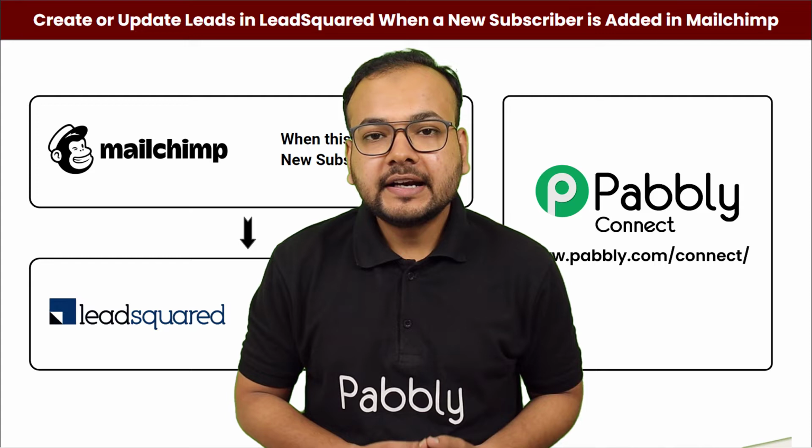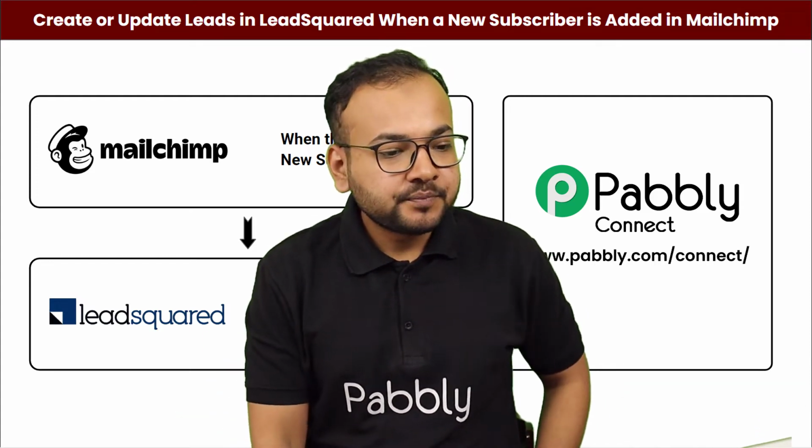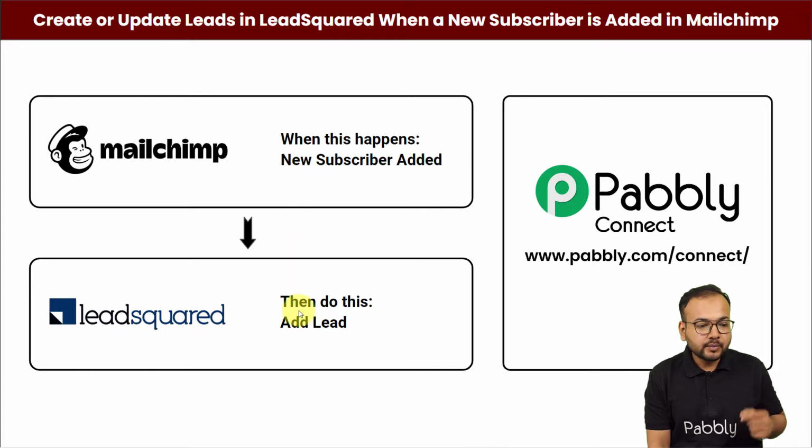Here we have integrated Mailchimp with LeadSquared. Now you can see on my screen, this will be the flow of this automation. As and when any new subscriber is added in Mailchimp, the same subscriber will be added as a new lead in LeadSquared application. So you can convert that lead afterwards, and you do not have to manually see which subscriber is being added here, and you do not have to manually add the subscriber again in LeadSquared. So it will save your manual efforts and your time, and it will improve your productivity.